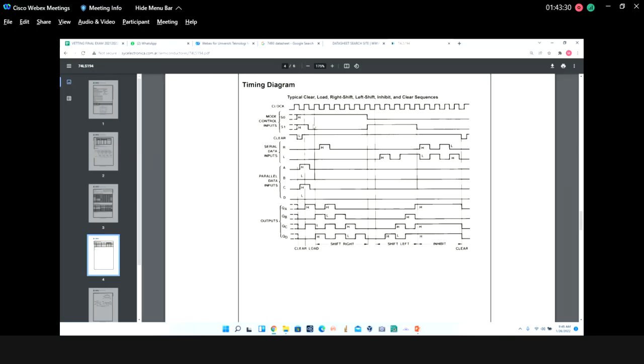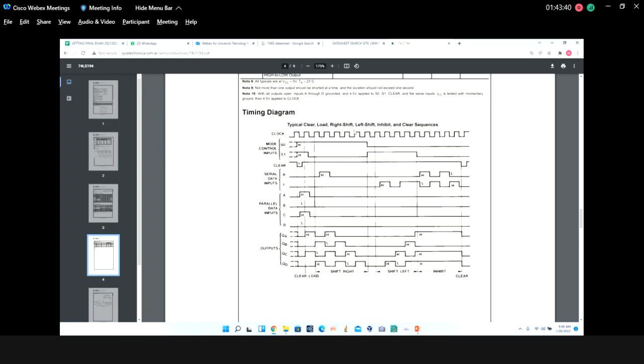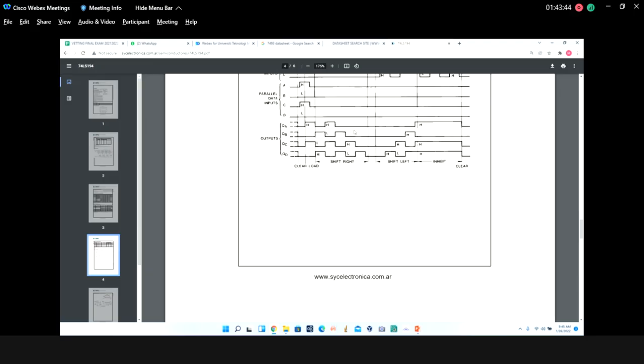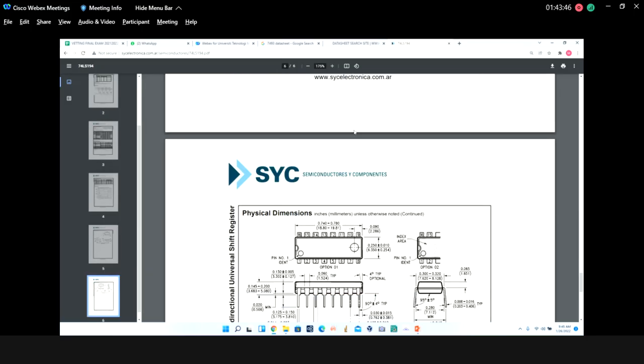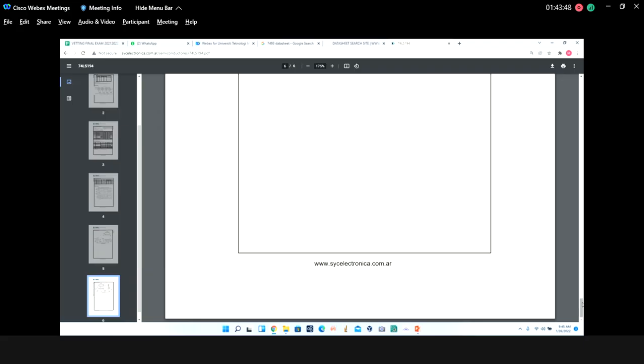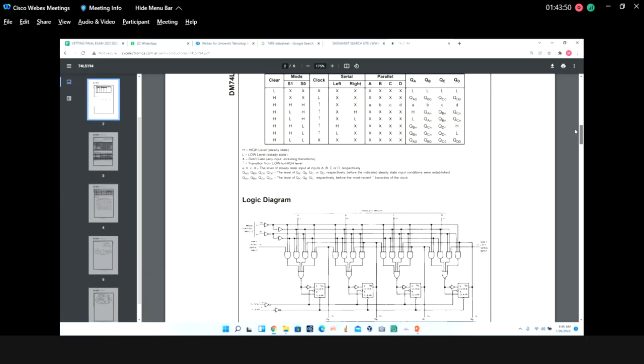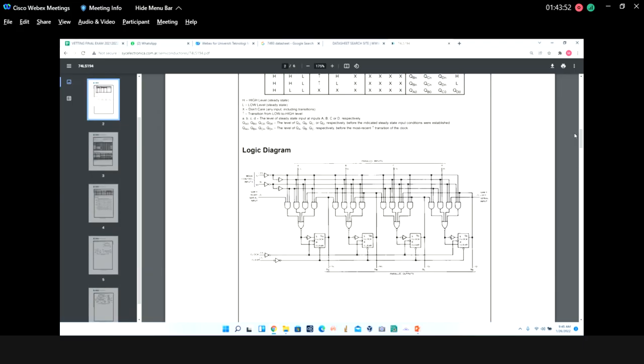If you want to learn, you need to stay a bit and try to read the waveform ripple. Okay, so this is the idea on the 74194 IC for shift register.